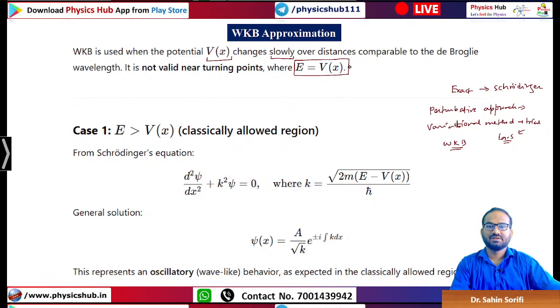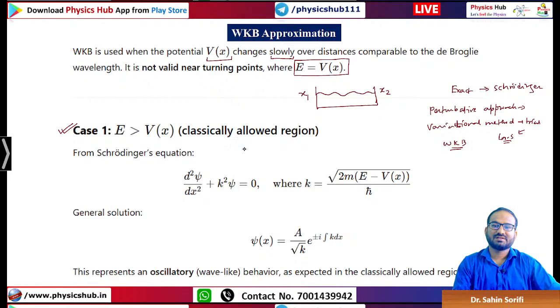To remember this one. Now we can consider that the energy of the particle may be more than V of x, less than V of x, or equal to V of x. Case 1: E greater than V of x. This is known as the classically allowed region. You can imagine it this way: the potential is slowly varying, delimited by some turning points x1 and x2.